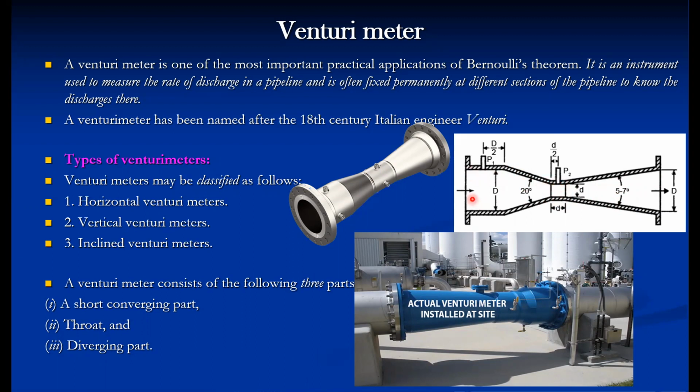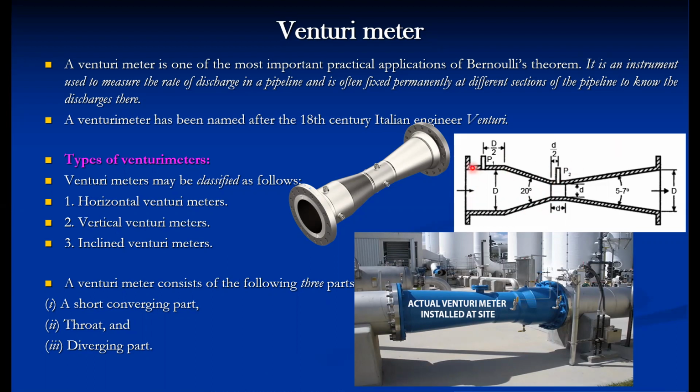It works on the principle that if we reduce the cross section of the flow passage, a pressure difference is created. So here the cross section of the flow passage is reduced, then the pressure difference is created, and because the pressure tappings are provided, measurement of this pressure difference enables us to find the discharge in the pipe. So this way we can measure the discharge in the pipe.